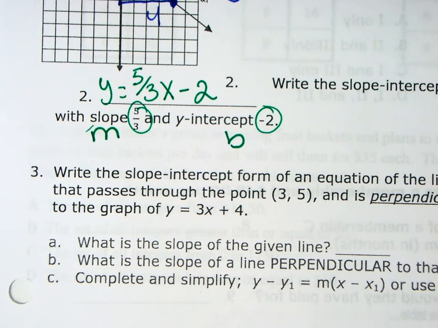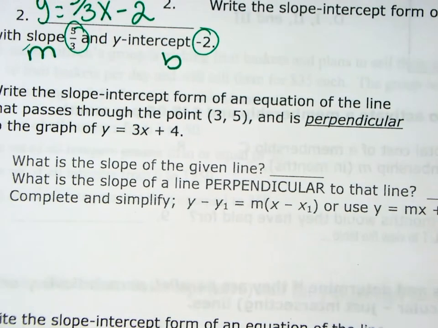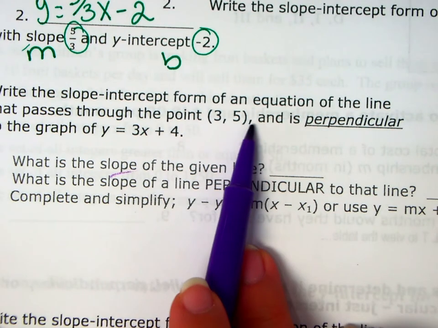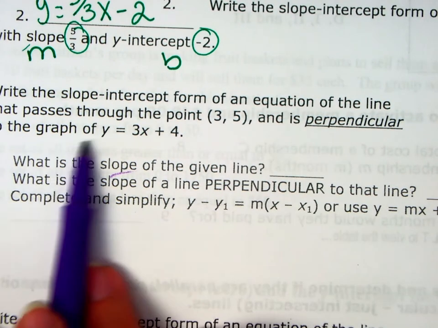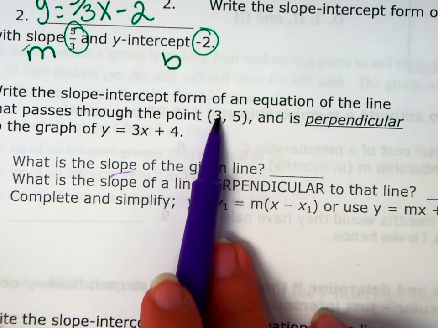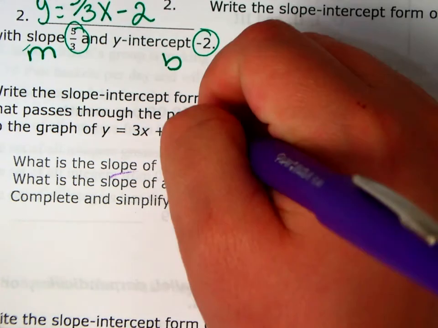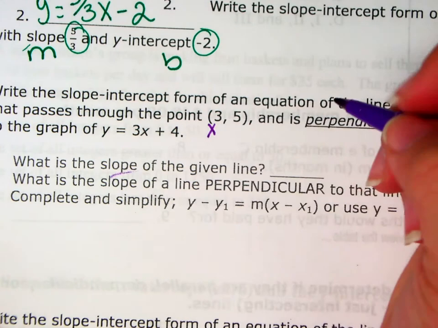Okay. Now look at the next problem. Number 3. It says to write the slope-intercept form of an equation of a line that passes through this point and is perpendicular to the graph of y equals 3x plus 4. So first let's label those points. The 3, is that an x or a y? Good. The 5 is the y.